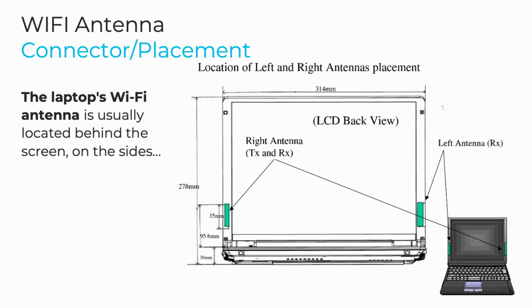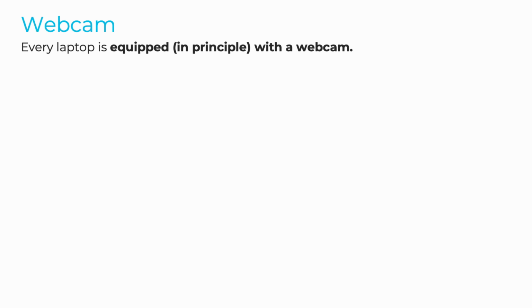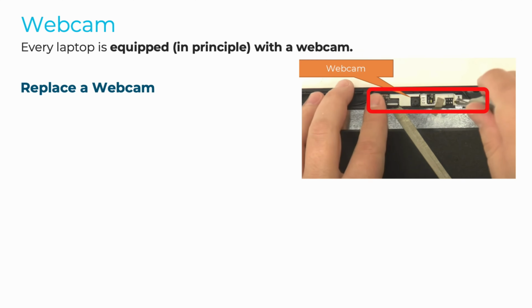Wi-Fi antenna connector or placement. The laptop's Wi-Fi antenna is usually located behind the screen, on the sides. On the diagram, you can see in detail where they are located. Let's move on to the webcam. In general, every laptop is equipped with a webcam, which is usually located in the middle at the top of the screen.